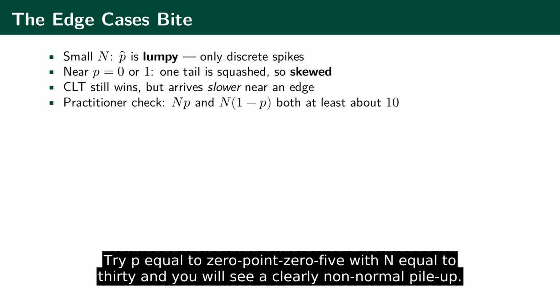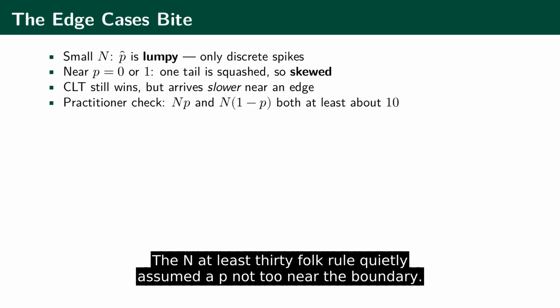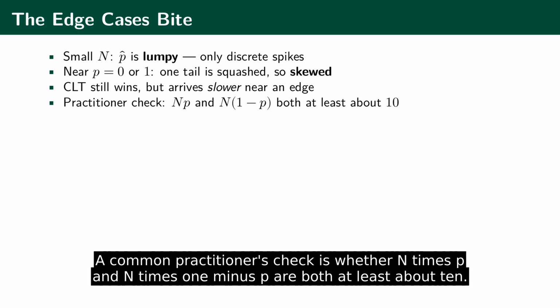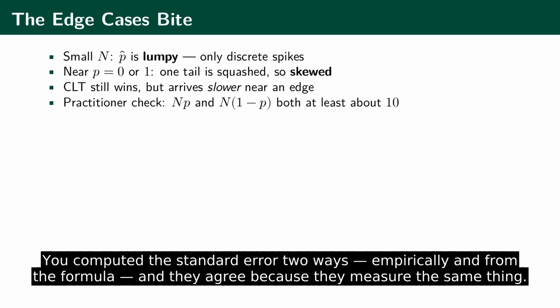Try p equal to 0.05 with n equal to 30, and you will see a clearly non-normal pileup. The n at least 30 folk rule quietly assumed a p not too near the boundary. A common practitioner's check is whether n times p and n times 1 minus p are both at least about 10. You computed the standard error two ways, empirically and from the formula. And they agree because they measure the same thing.